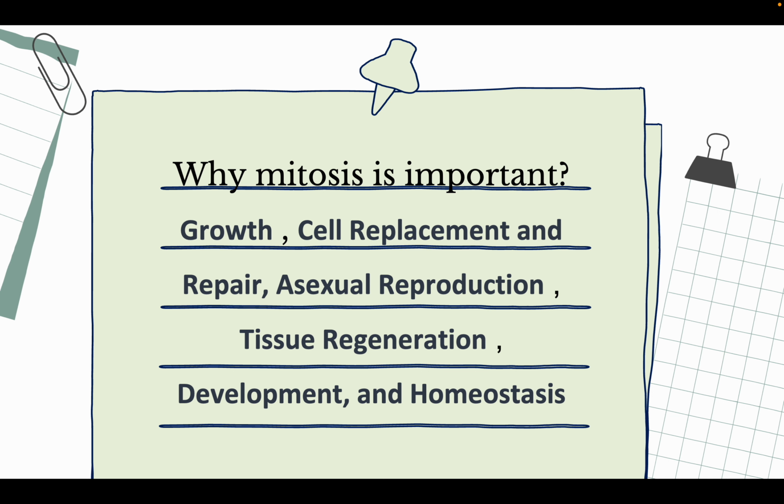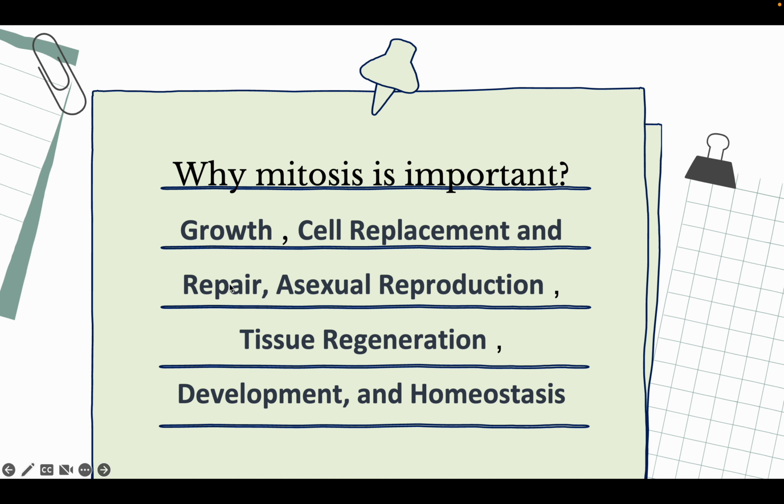So why is mitosis important? We have various reasons for it. Okay? So mitosis is important for various reasons, and it plays a crucial role in several essential biological processes. First, mitosis is important for growth. It allows organisms to grow by increasing the number of cells in their body. New cells produced through mitosis can divide and specialize, contributing to the development of the tissues, the organs, and the entire organism.